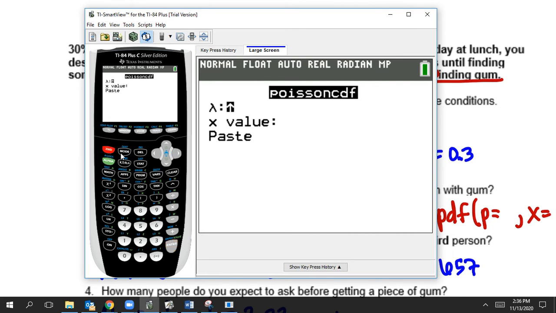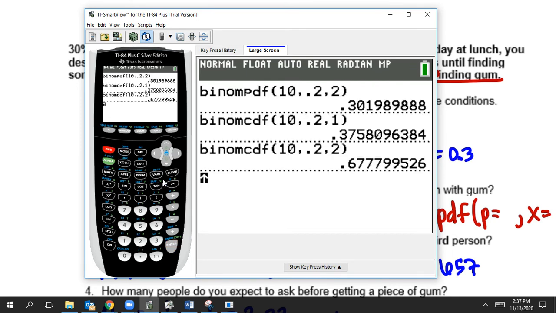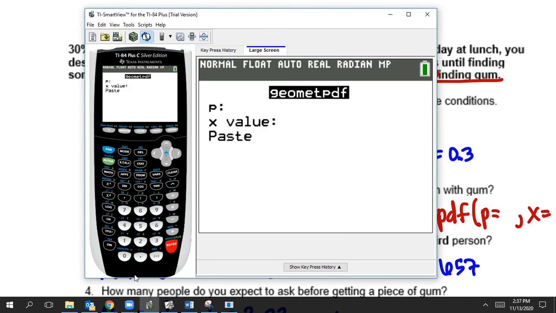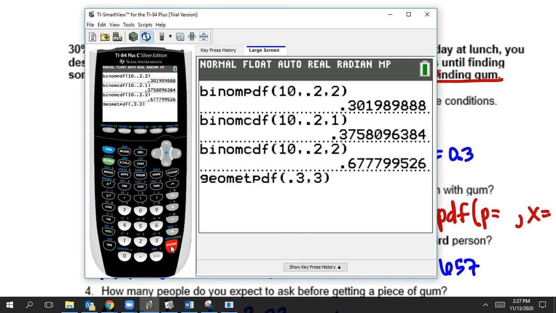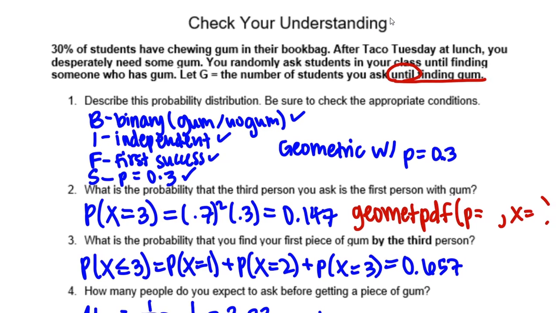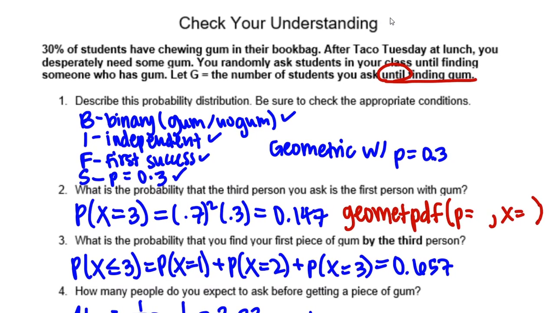That's second vars, GeoMet PDF. Oops, wrong one. Second vars. And then our P was 0.3, and our X, this was on the 3rd try. And we get the same answer that you get doing it by hand. Now also, it's probably just faster to do it by hand in the formula, but in case you want to use it, you can. As long as you always show work.